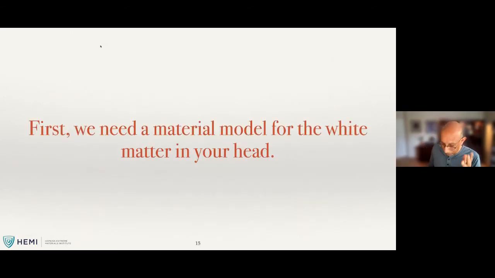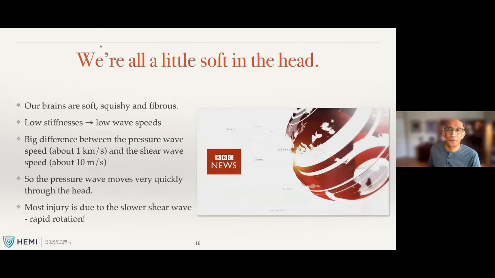So let's start with the first one. As always in DYMAT, the first thing we think about is materials. So what's the material model? And we are going to think primarily about the white matter in your head. That's basically where you get injured. So the first thing to recognize is brains are soft. So our brains are generally soft, squishy, and fibrous. And let me run this movie so you can see it.